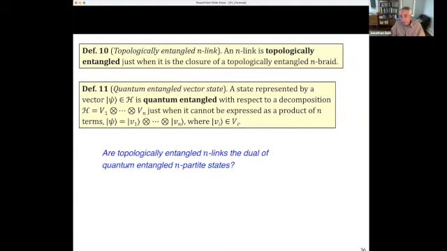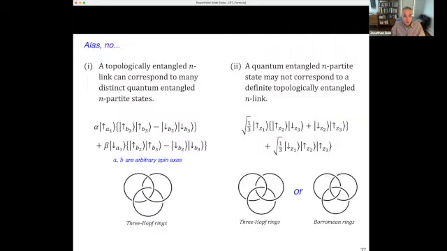So now we can formulate this question. Are topologically entangled n links the dual of quantum entangled n-partite states? And the answer to this question is, alas, no. And this was demonstrated again in this article by Aravind. So he gives counterexamples to this claim of the following two types.